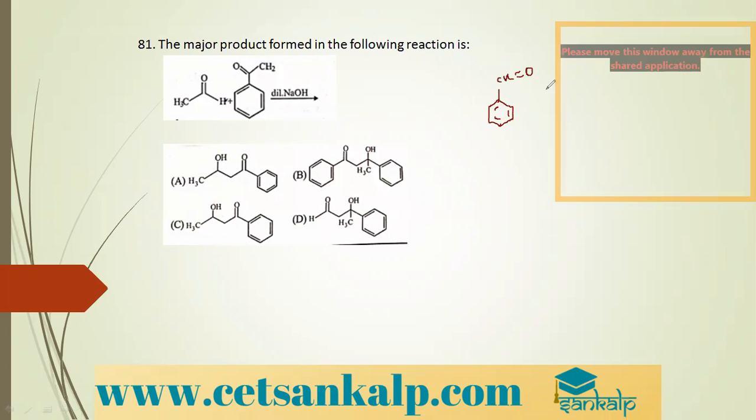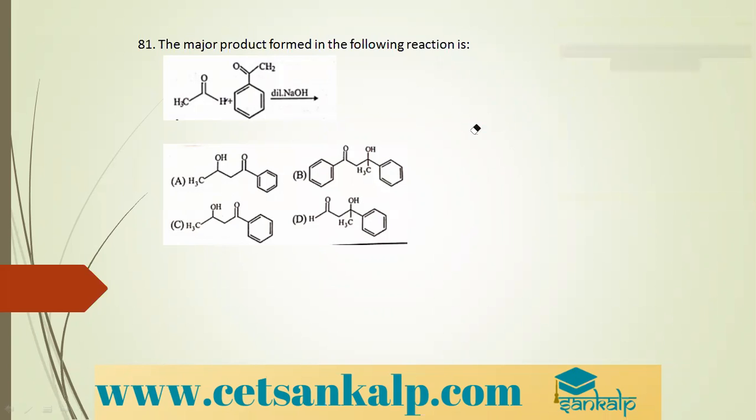Aldehydes, if you observe, react at a faster rate than ketones, because in aldehydes there is less steric hindrance. Aldehydes show the better reaction because a hydrogen is attached to the carbonyl carbon, whereas in ketones both are alkyl groups. So aldehydes react faster than ketones during aldol, and the less sterically hindered one will be better for the nucleophile.